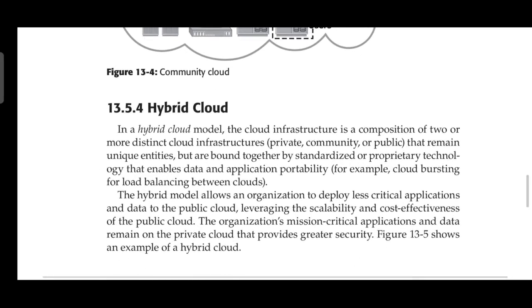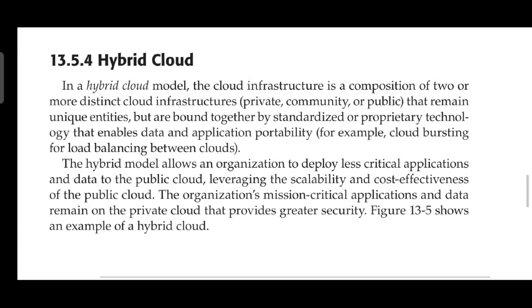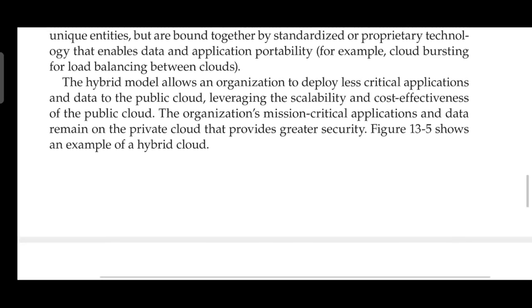Next is the hybrid cloud. It is a cloud infrastructure composed of two or more distinct cloud infrastructures: private, community, or public cloud. So it can be a combination of public and public, or public and private, or public and community, or private and community, whatever. A combination of two or more of the types listed above is called hybrid.